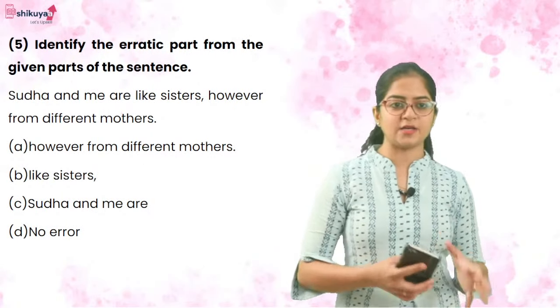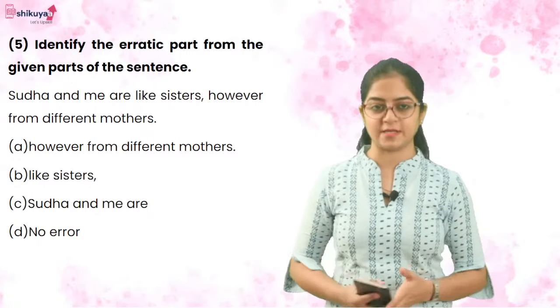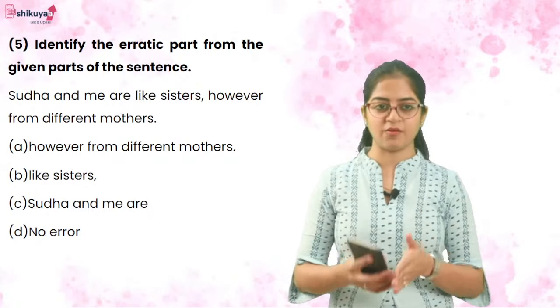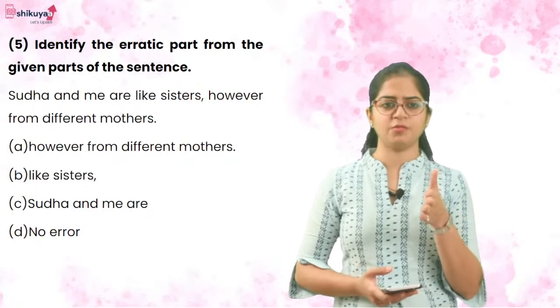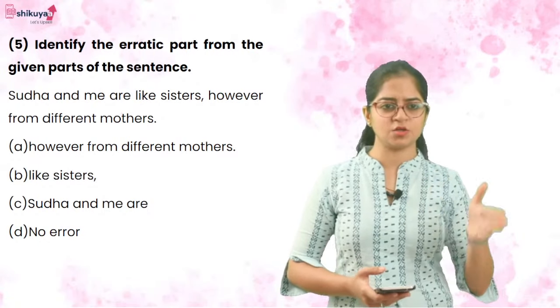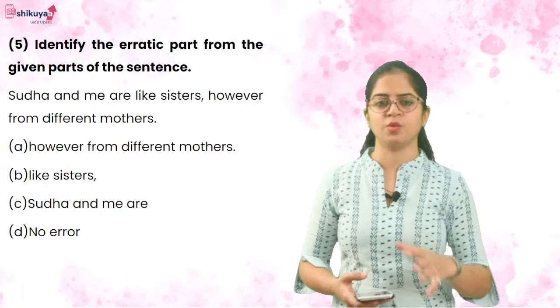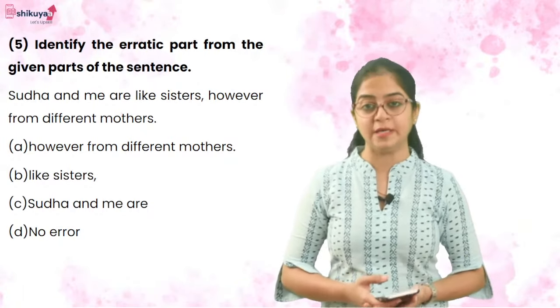Okay, identify the erroneous part from the given parts of the sentence. Alright, Sudha and me are like sisters, however from different mothers. Okay, however from different mothers, like sisters, Sudha and me are. So which part of the sentence is the errored one? If you find no error, you can go with the option D.